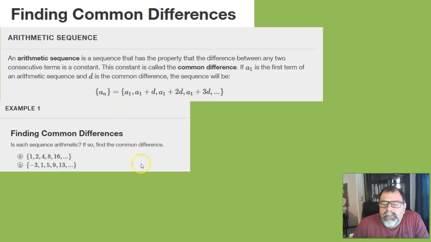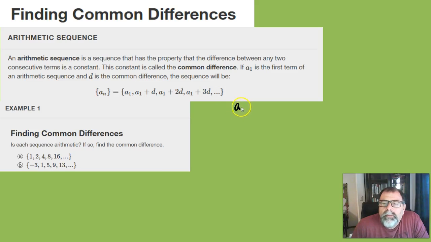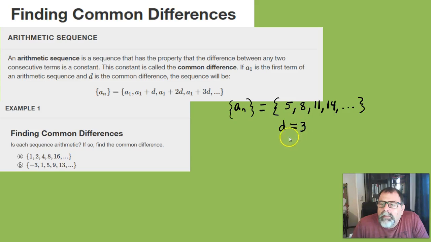Okay, so for instance, if I wanted a sequence, let's say my first term is 5. So sequence A is 5, and the common difference is 3. I'm going to do 5 plus 3 is 8, and just keep adding 3. 8 plus 3 is 11. 11 plus 3 is 14, and so on. So d would be equal to 3, and that's the common difference.